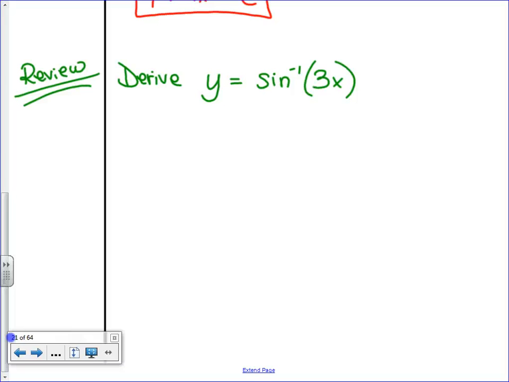Come on, do a derivative. How do I do the derivative of arc sine or sine inverse or whatever? 1 over the square root of 1 minus u squared. Yeah, so all 1 minus.